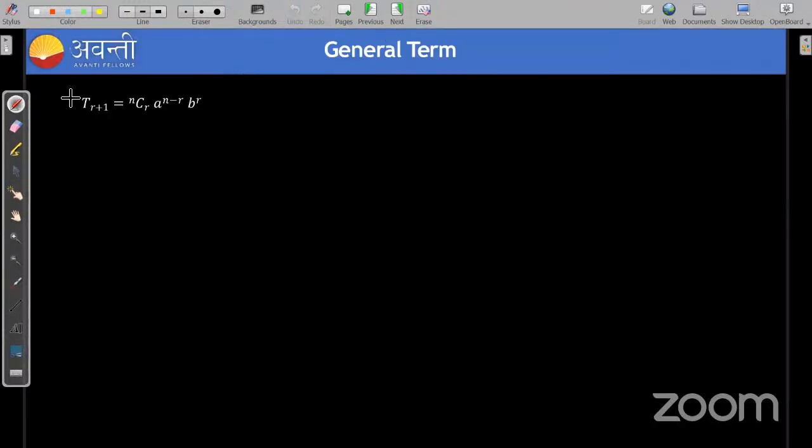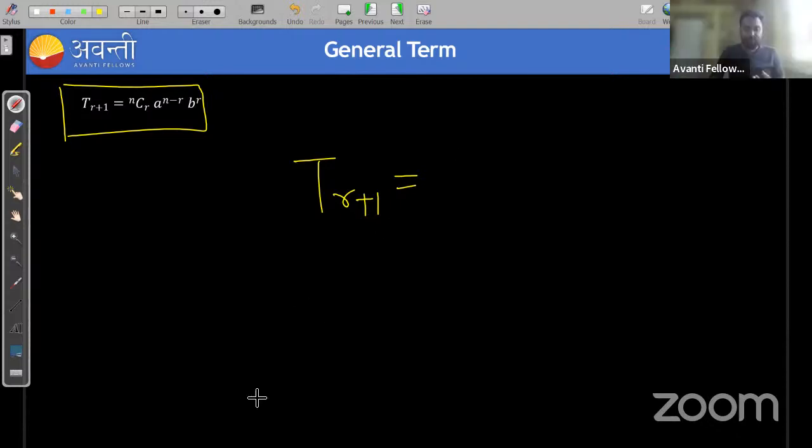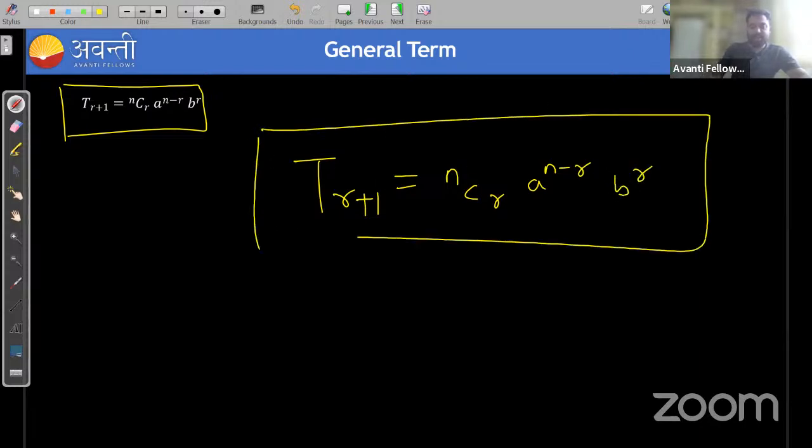Next we already studied what the general term is. General term is T R plus 1. I'm writing in a very big font, right? The general term T R plus 1 is equal to NCR A to the power n minus R into B to the power R. This is my general term. Remember everyone, this is my general term.